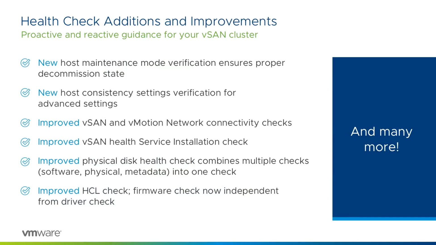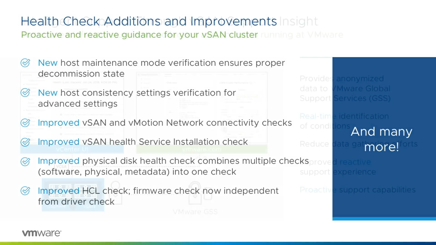In particular, vSAN 6.7 introduces new health checks focused on the host status and configuration consistency of the hosts across the cluster. Consistent configuration leads to stability. vSAN 6.7 also enhances existing health checks to simplify the process of determining the cause of a health check alert. An example of this is the improvement to the HCL check, where firmware checks are now independent from the driver check for a device.